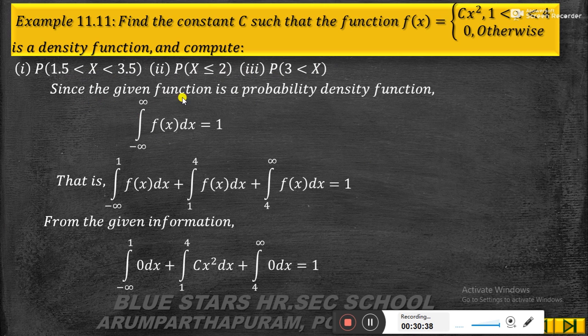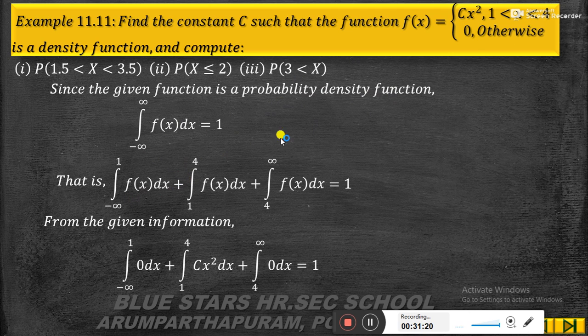Since the given function is a probability density function, the condition is integral minus infinity to plus infinity f of x dx equals 1. Just before exercise 11.2 we discussed probability mass functions, where the condition is summation f of x equals 1, but for a probability density function the condition is integral f of x dx equals 1.